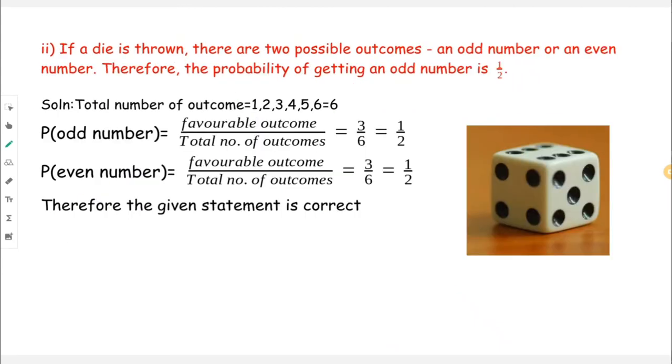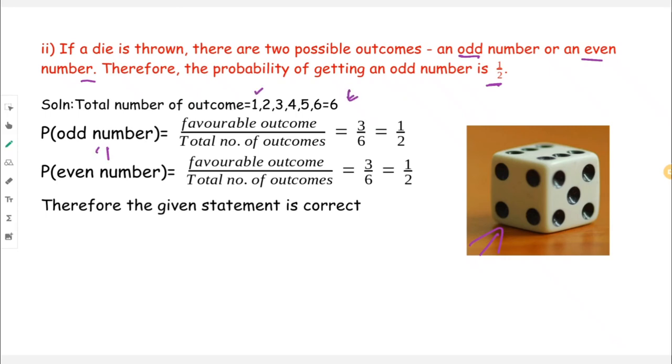All right, B, or Roman numeral 2. If a die is thrown, there are two possible outcomes: an odd number or an even number. Therefore, the probability of getting an odd number is 1 by 2. So let's check. When you throw a die, there are 6 numbers that we get: 1, 2, 3, 4, 5, and 6, which means my total number of outcomes is 6.